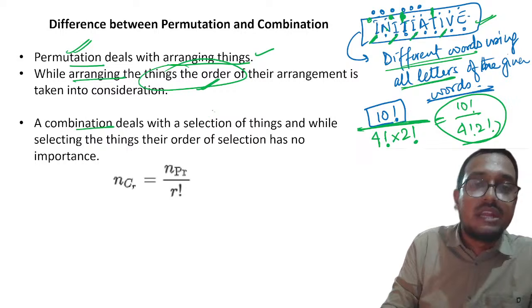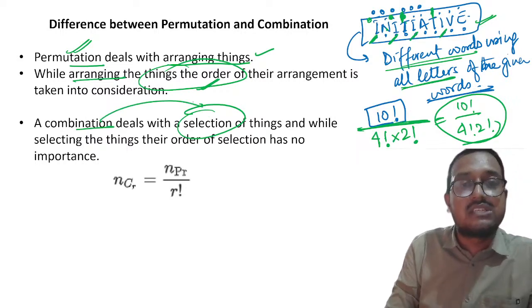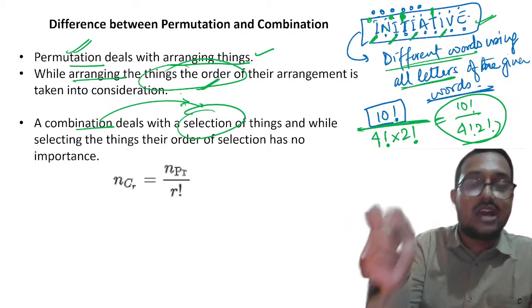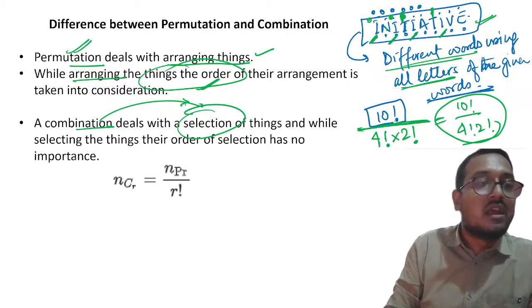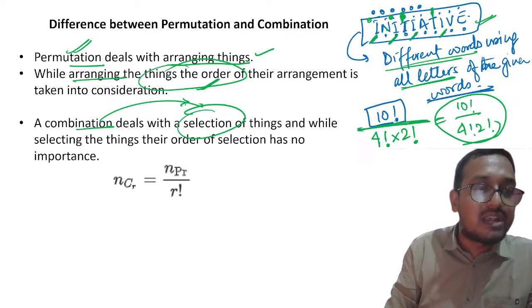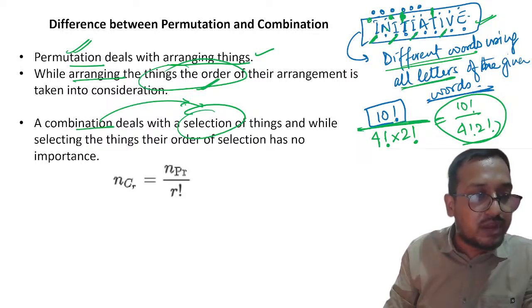In combination, it is selection. It is about selection. Please remember, it is not about arrangement of things. It is about selection of things. And whenever you select, the order will not matter, and hence combination will be applied. I hope this is extremely clear in your mind.